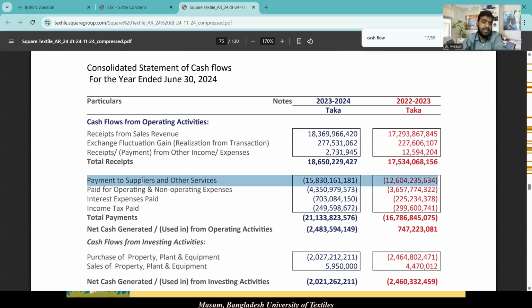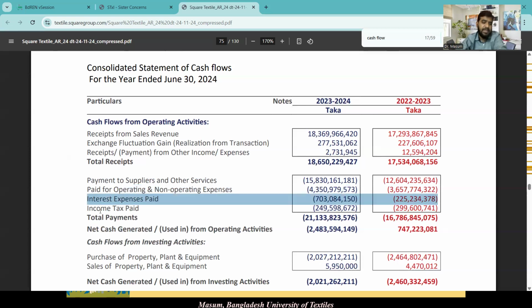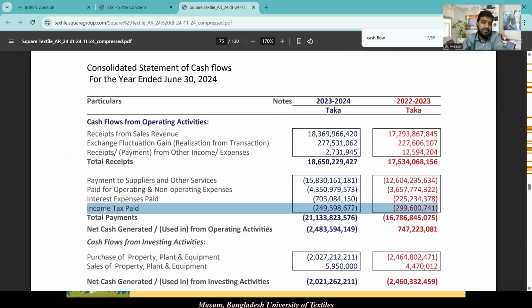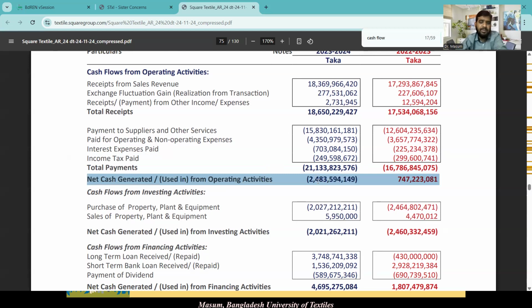And payment to suppliers is outflow. These are inflows and outflows. Paid for operating and non-operating activities, interest expense paid, income tax paid, and this is net cash flow from operating activities. Difference between this one and this one. And net cash flow from operating activities is negative for this company. That means payments are more than receipts.